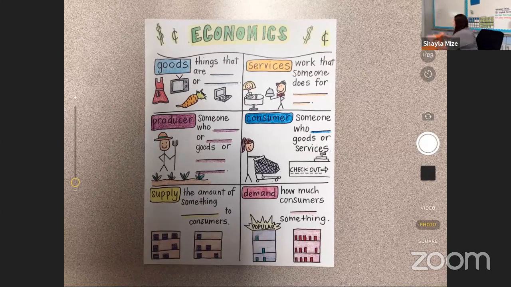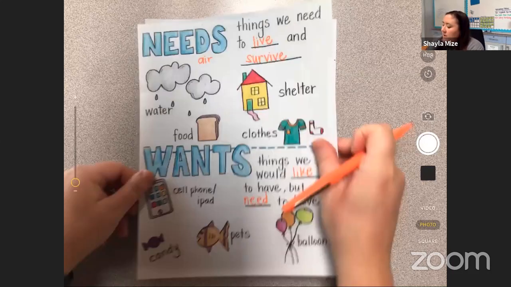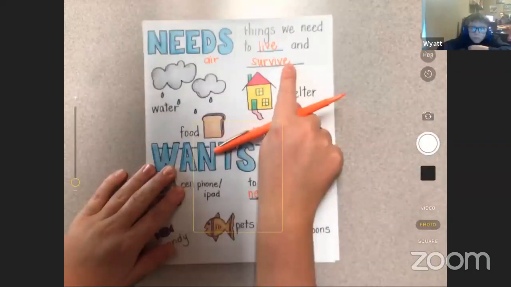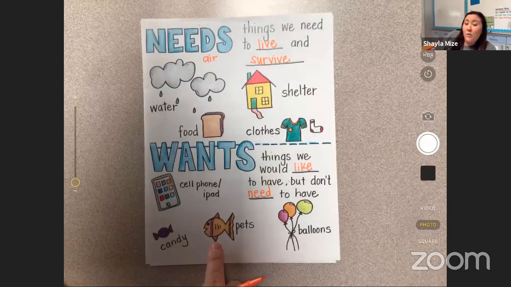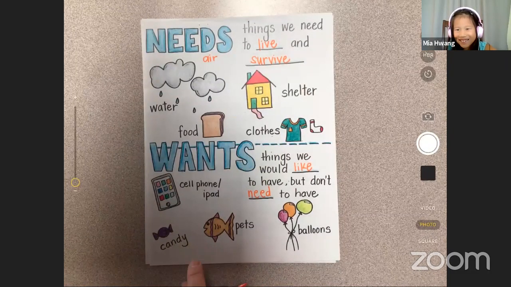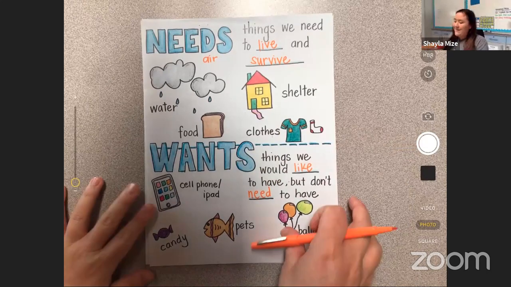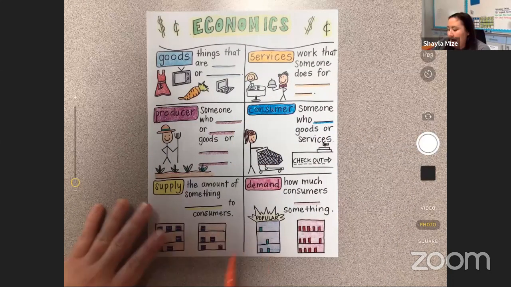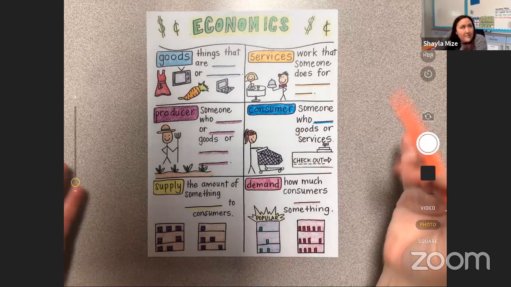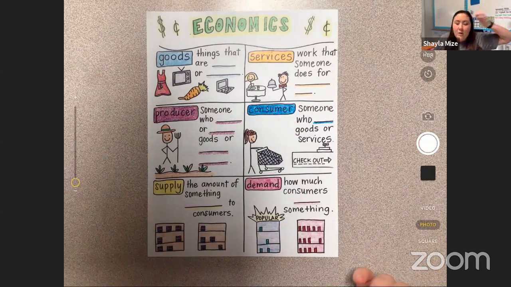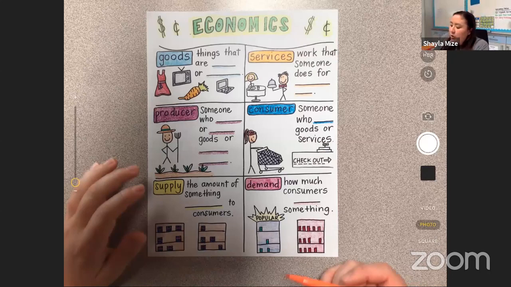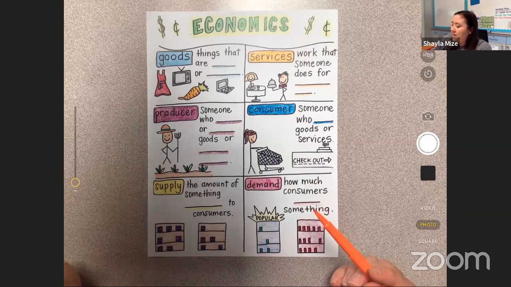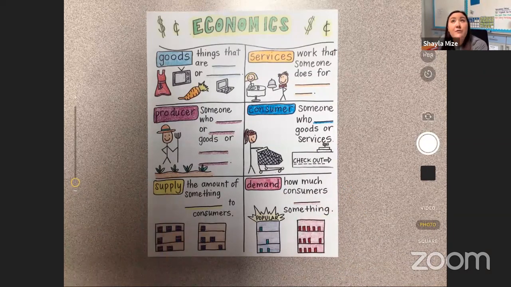And last week in economics, we talked about needs and wants. So needs are things that we need to live and survive, and wants being things that we like, want to have, but we don't need to have them. Okay, so we talked about needs and wants. Now we're just going to go over a few definitions, and the amazing Mrs. Rojas once again made a beautiful economics poster for us. This would normally be hung up on our wall in class. You're going to be doing an activity on Wednesday with some of these definitions, so just keep that in mind.